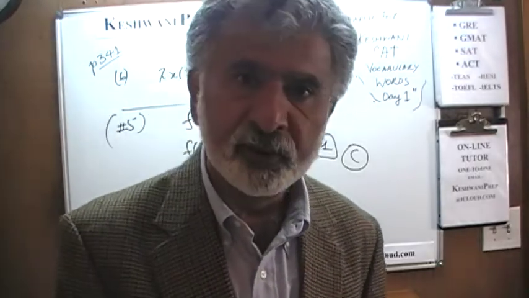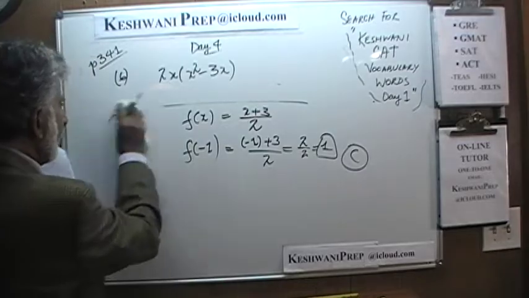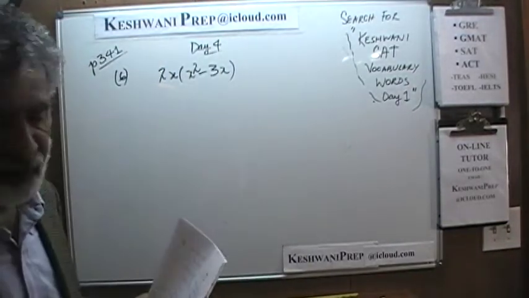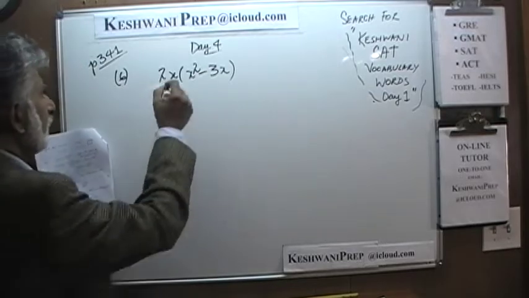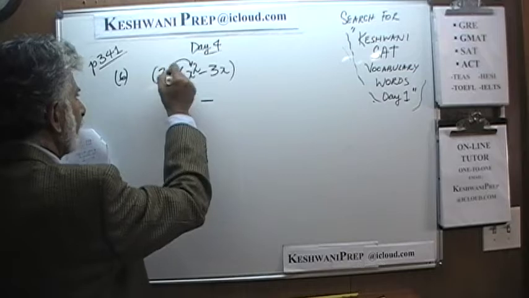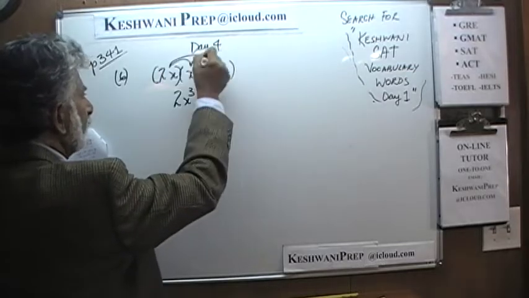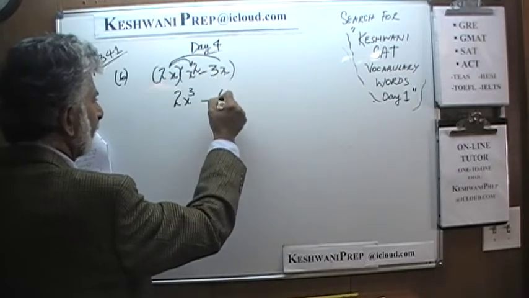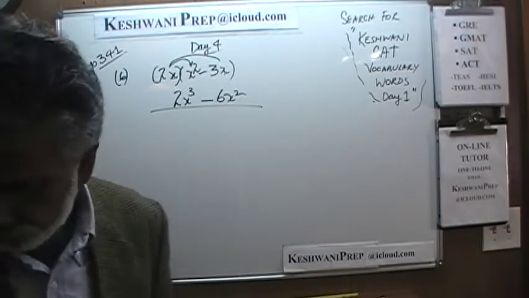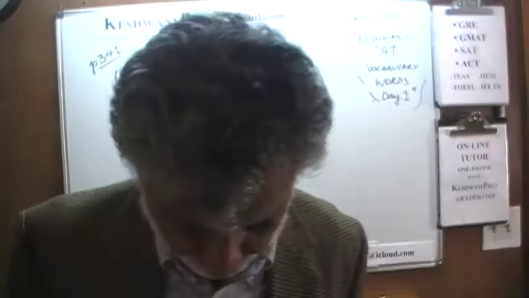And our job is to simply expand it. That's all. They simply want us to expand the bloody thing, which we'll do right now. So 2x times x squared is simply going to be 2x cubed, and then 2x times 3x, 2 times 3 is 6, and x times x squared is just 6x squared. That's all there is. That was number 6. Nothing to it, very straightforward, very simple. Let's move on to number 7.